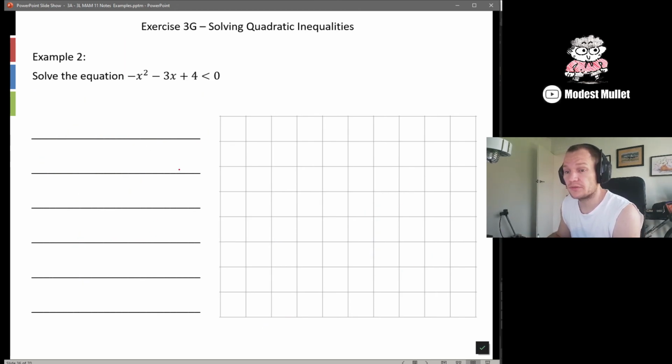There's an opportunity for you to have a go here. The only thing different with this one is it is a negative quadratic, so it's going to be an n-shape. So make sure you're aware of that. And we want to know when we let negative x squared minus 3x plus 4 equal to y. We want to know in this case when is y less than 0.